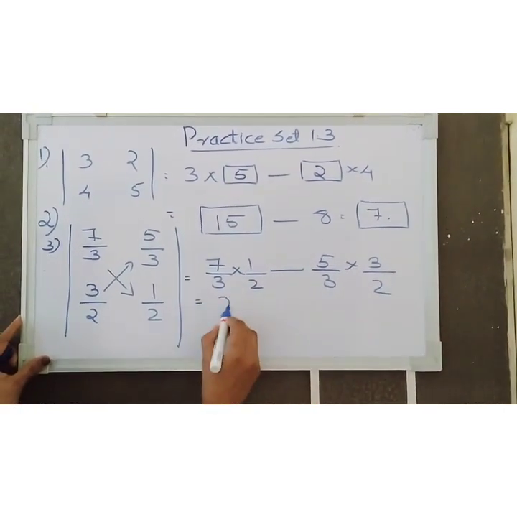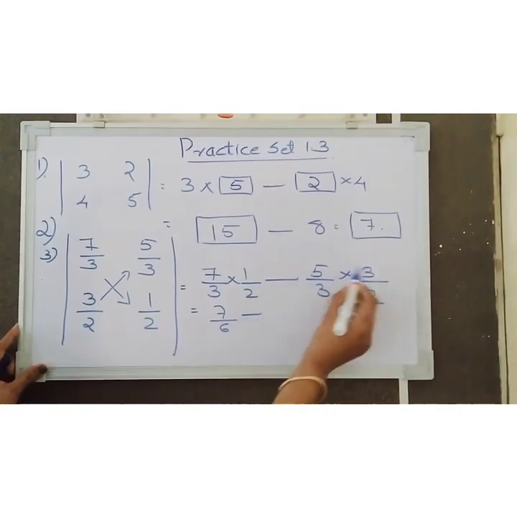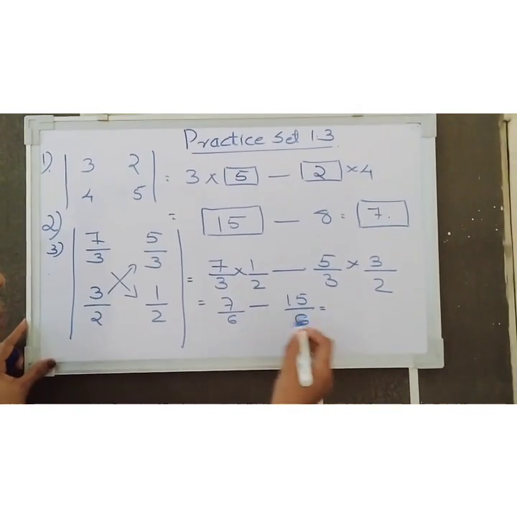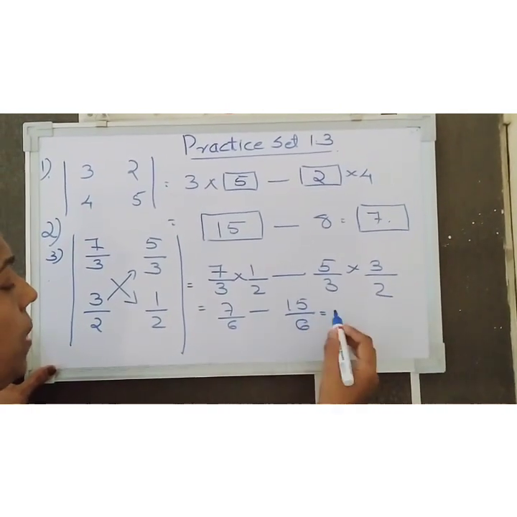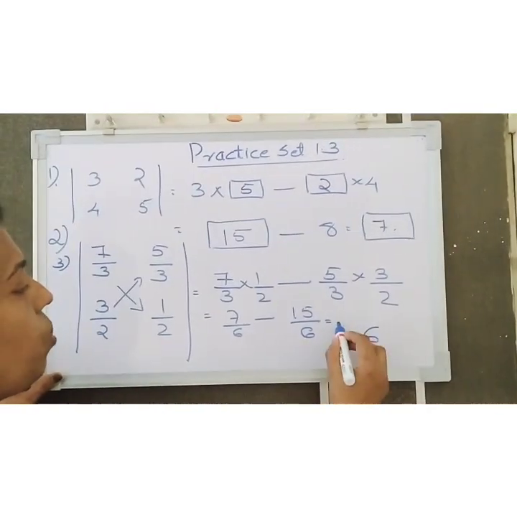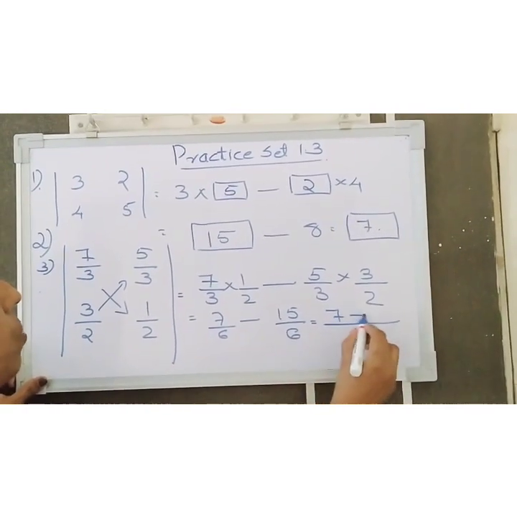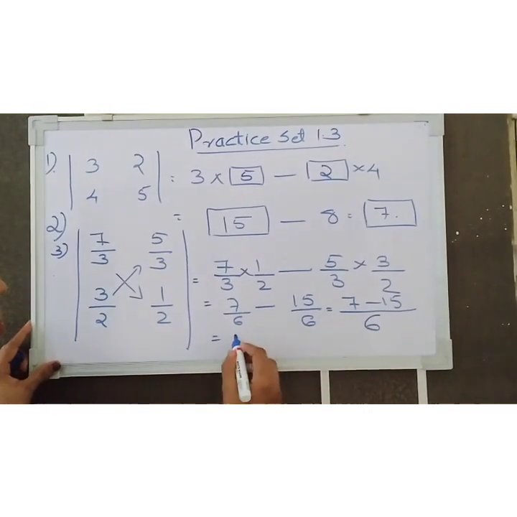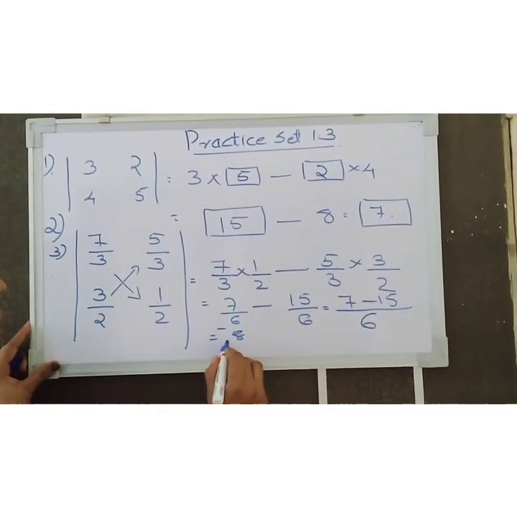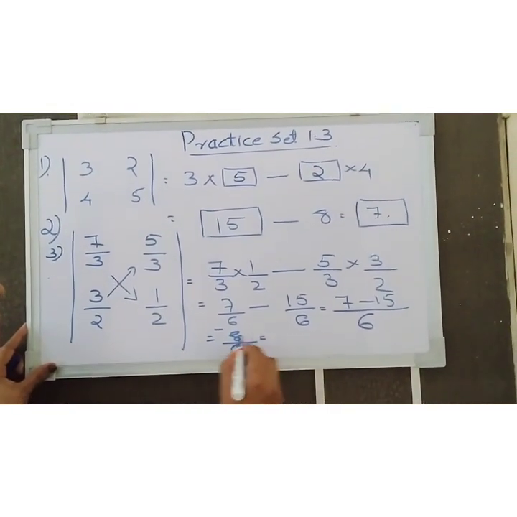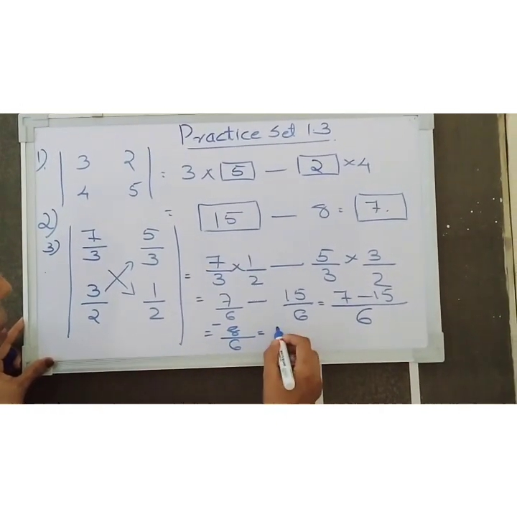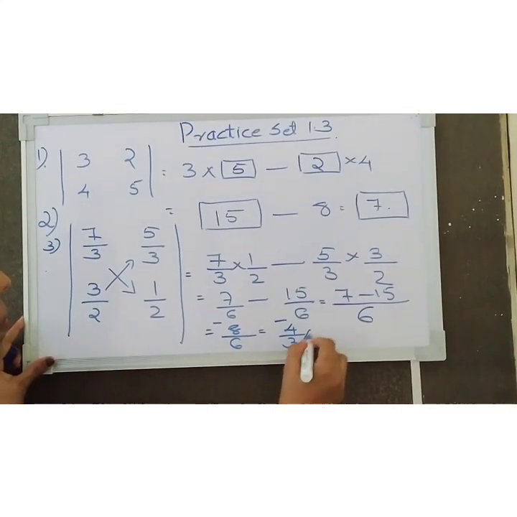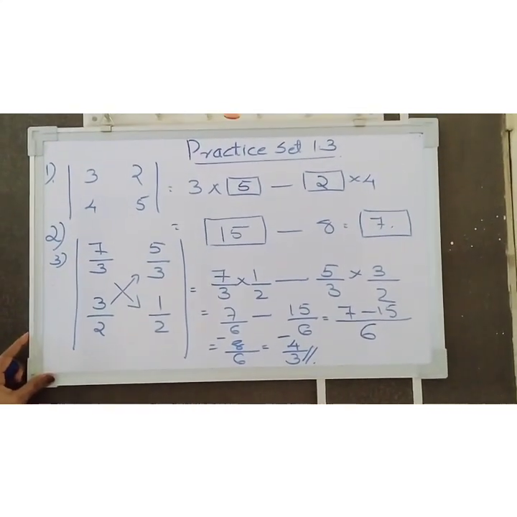7 ones are 7, so 7 upon 6, minus 5 threes are 15, 15 upon 6. The denominator is the same, therefore you can subtract easily. 6 is the common denominator, and 7 minus 15 upon 6. 7 minus 15 is negative 8 upon 6. 2 goes into both: 2 fours are 8 and 2 threes are 6. Negative 4 upon 3.